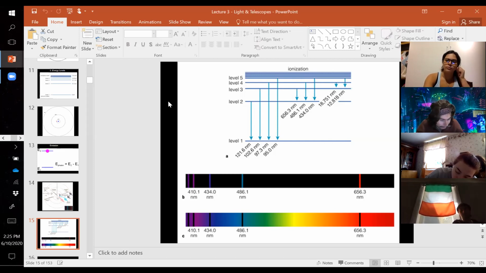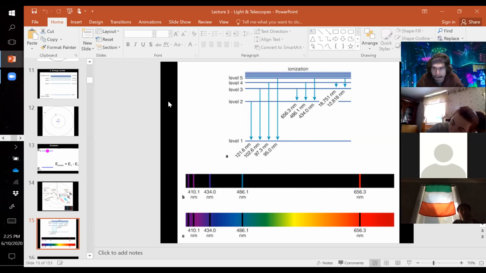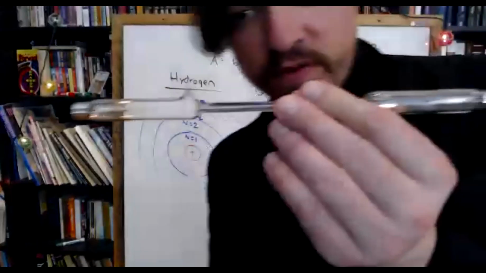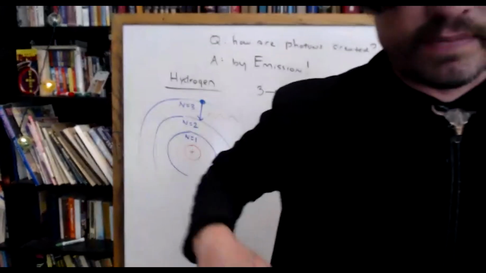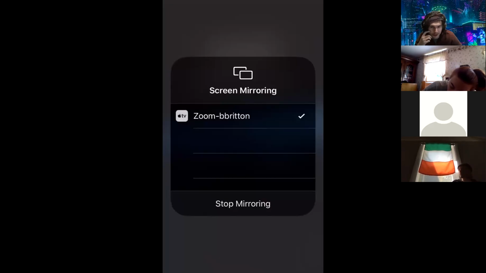I actually have a hydrogen gas tube. It's a little contaminated by air, but if you look here, this is what our lab is about today. This tube is full of hydrogen gas, and I'm going to put it into a power supply. Each atom produces its own set of emission lines. Let's see if I can get some juice right here.